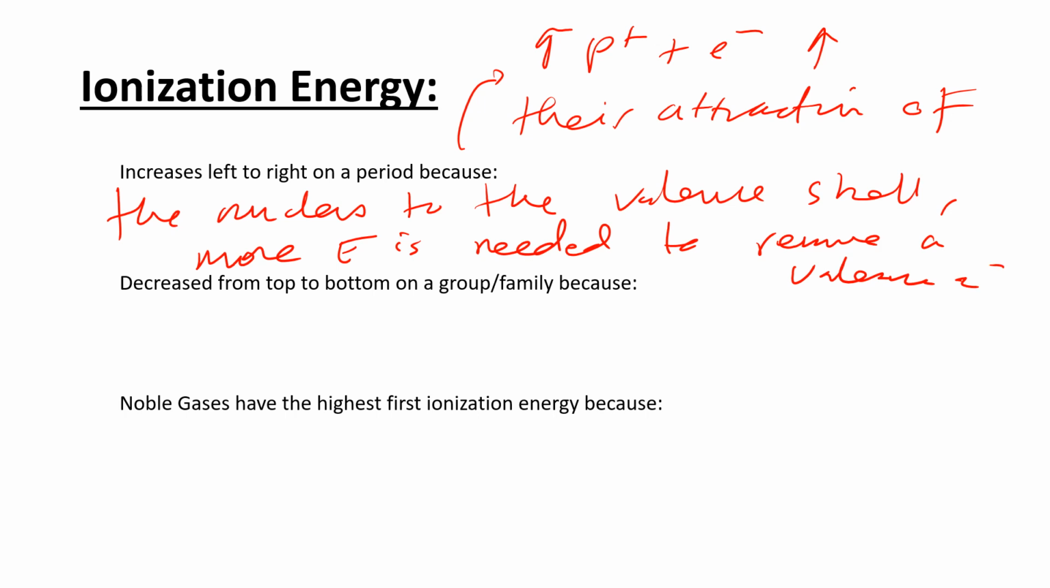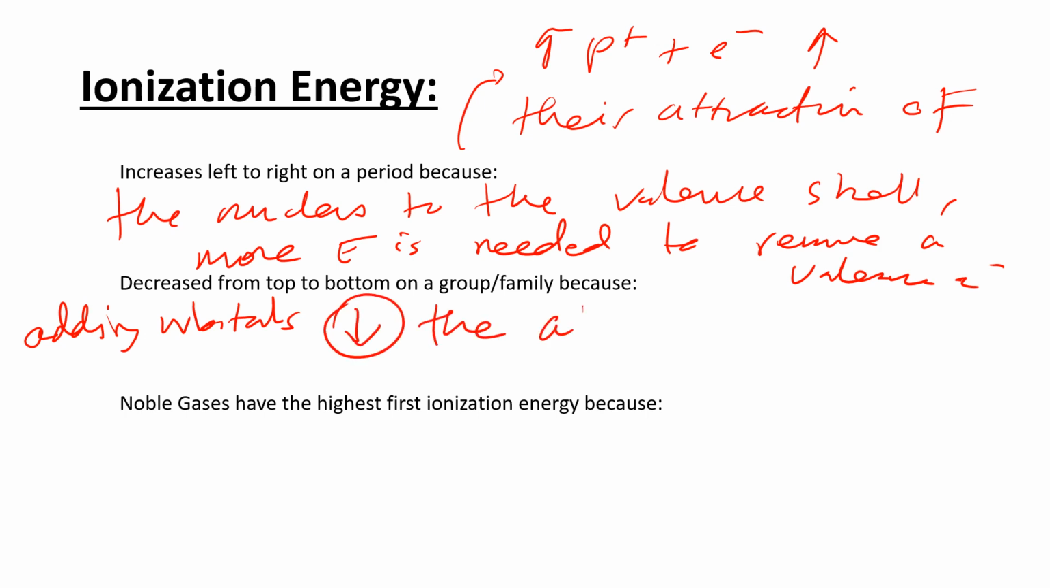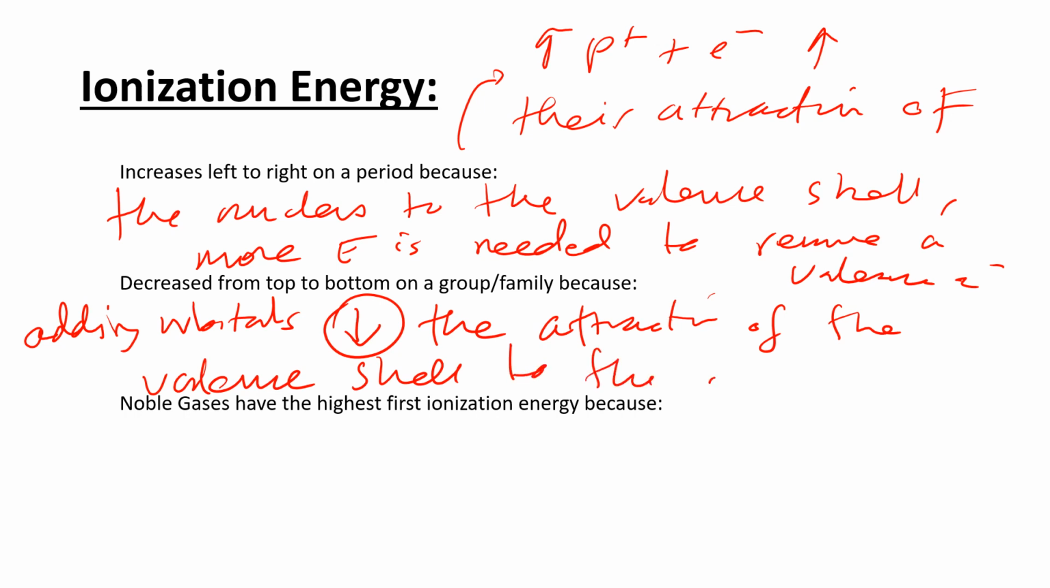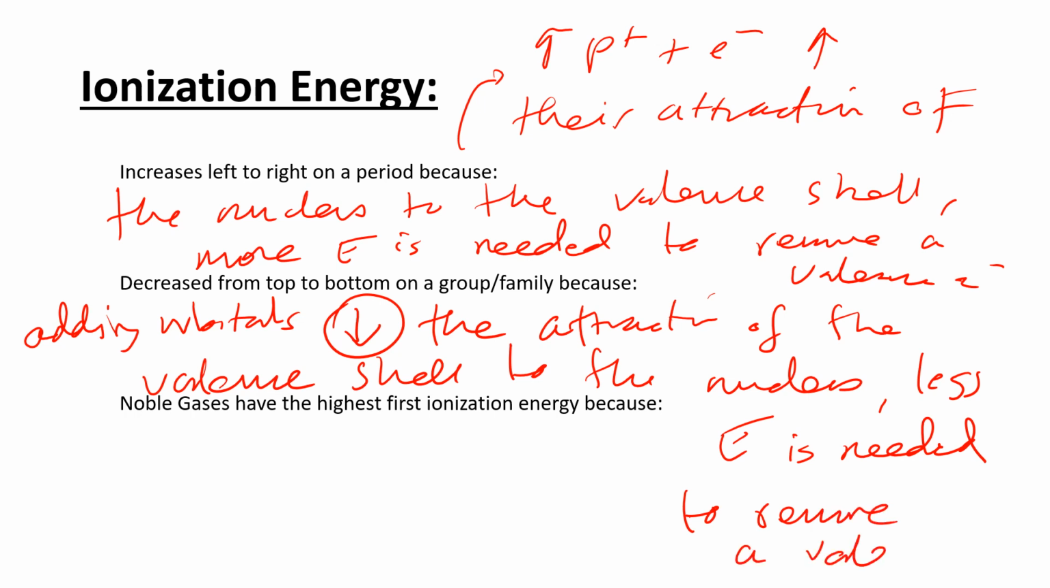Why does it decrease from top to bottom? Because adding orbitals decreases the attraction of the valence shell to the nucleus, which means less energy is needed to remove a valence electron. Why do noble gases have the highest first ionization energy? Because they have a full valence shell. They're going to hold on to their electrons.